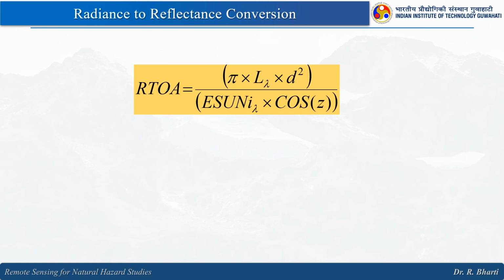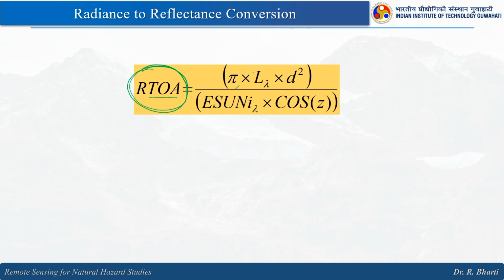So, we can calculate the radiance to reflectance. Now, we can use this formula. This is RTOA, this is reflectance top of the atmosphere, because the irradiance that we are going to use is measured at the level of the sensor, right. So, that irradiance does not have any interaction with the atmosphere of the earth. So, in such a situation we will call it reflectance top of the atmosphere.